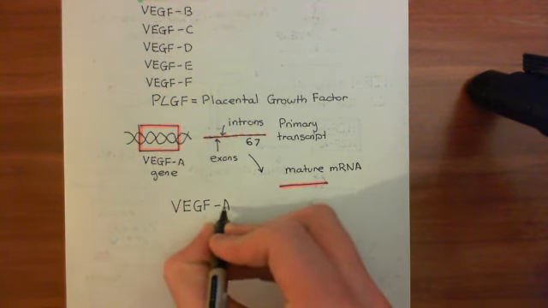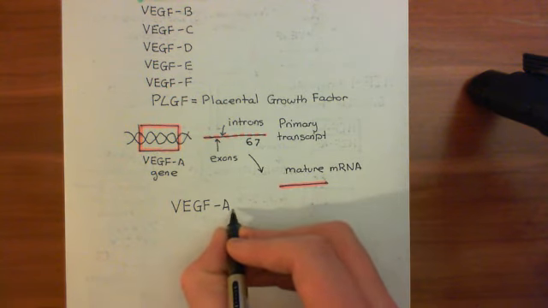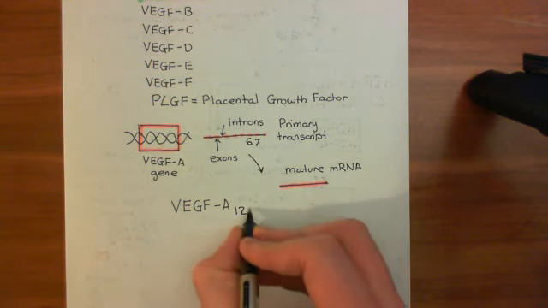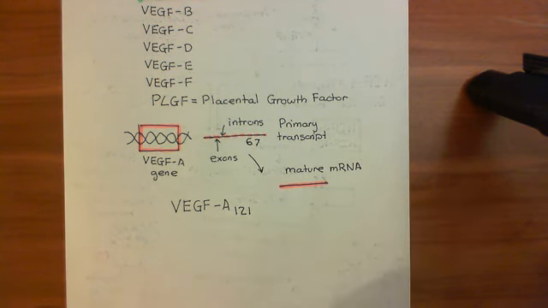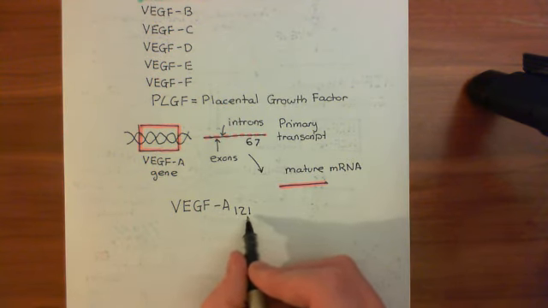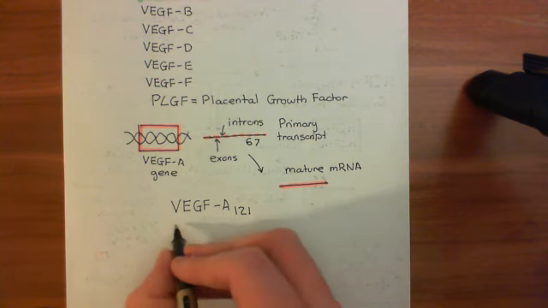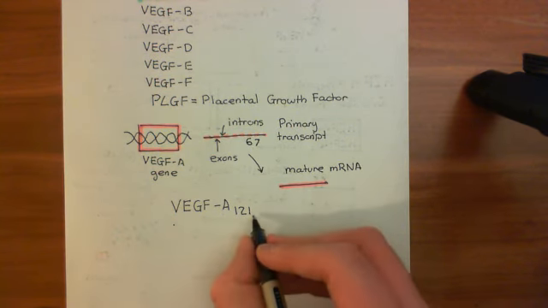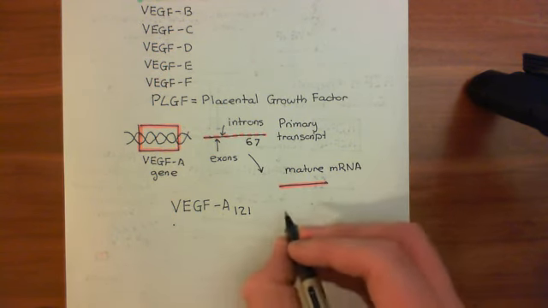VEGF-A. So you always start with the VEGF-A, and then usually you subscript it with a number. So the first one is 121, and you might ask, well, what on earth does this mean? This relates to how many amino acids are in the VEGF form, basically, that we're talking about. So in this form, you have 121 amino acids. Okay, now what other numbers? I'm not going to write all their names out in full.